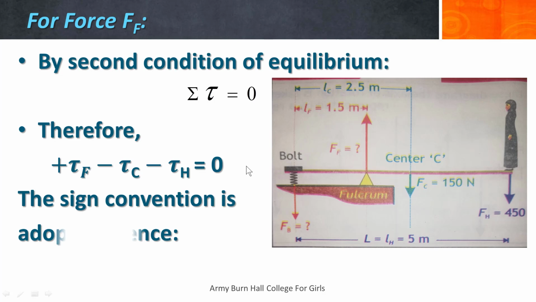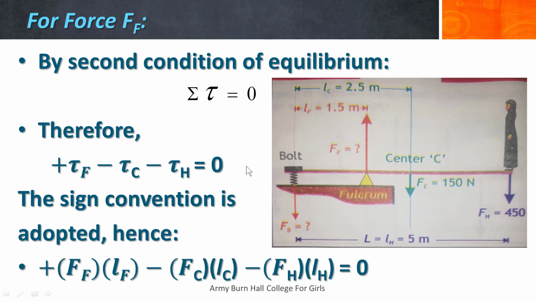The sign convention is adopted, hence what we will do, we are just putting the value of tau is equal to Rf or Lf or Fl. We are just using the magnitude. Representation could be anyone. In your book it is given as L, so we are using L over here instead of R. It doesn't matter.